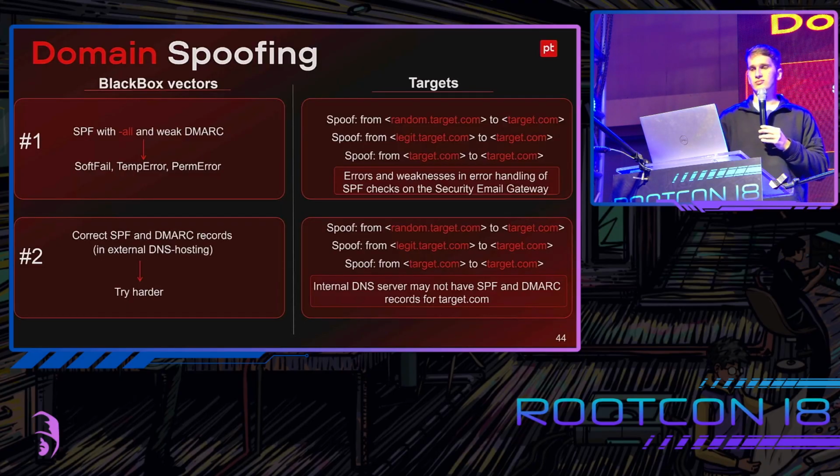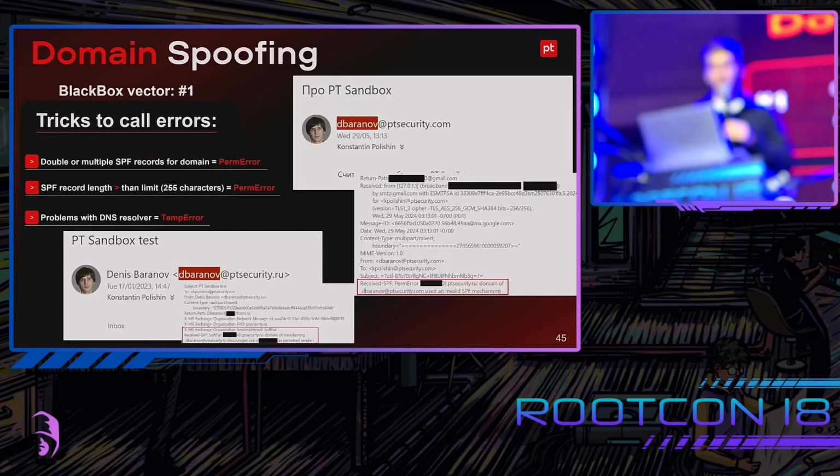And my favorite vector is the case when SPF and DMARC records are correct on the public DNS hosting, but in the internal DNS hosting, administrators didn't create the same DNS records, and security email gateways first of all go to the internal DNS to check these records. And if it can't find these records, it may think that it's a legitimate email, and it can pass our spoofed emails to the internal infrastructure.